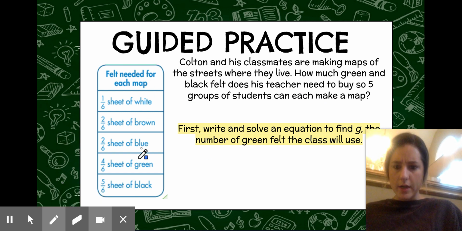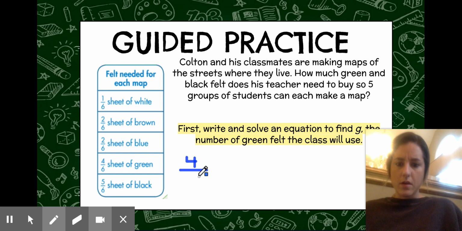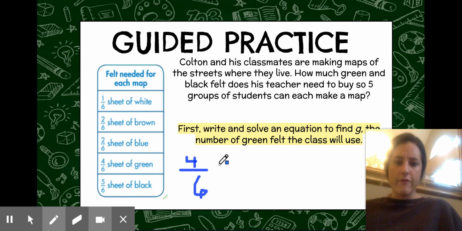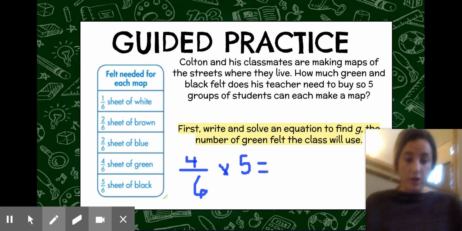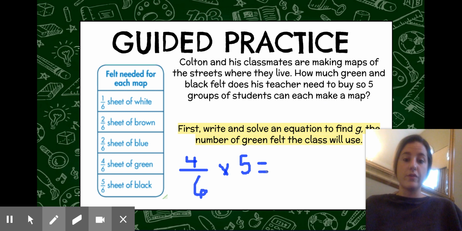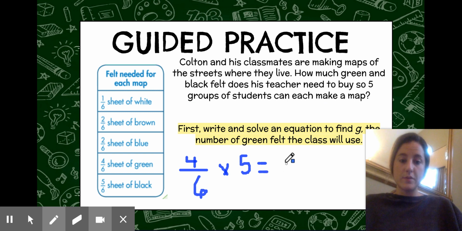Well, over here, it says they use 4/6. They need 4/6 of a sheet of green for each map. But how many groups are there? There are 5. So I first want to figure out, and it says write and solve an equation to find G. So the first thing I'm going to do is write and solve an equation. This is what I want you to do as well. Don't forget to use your variable.